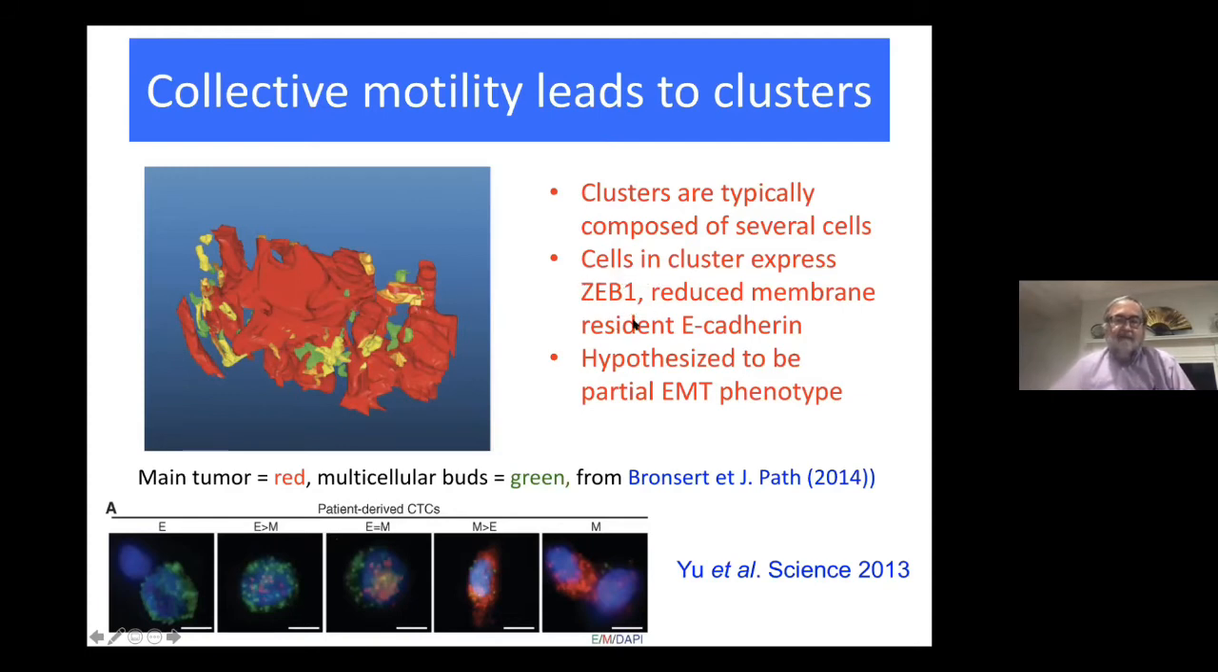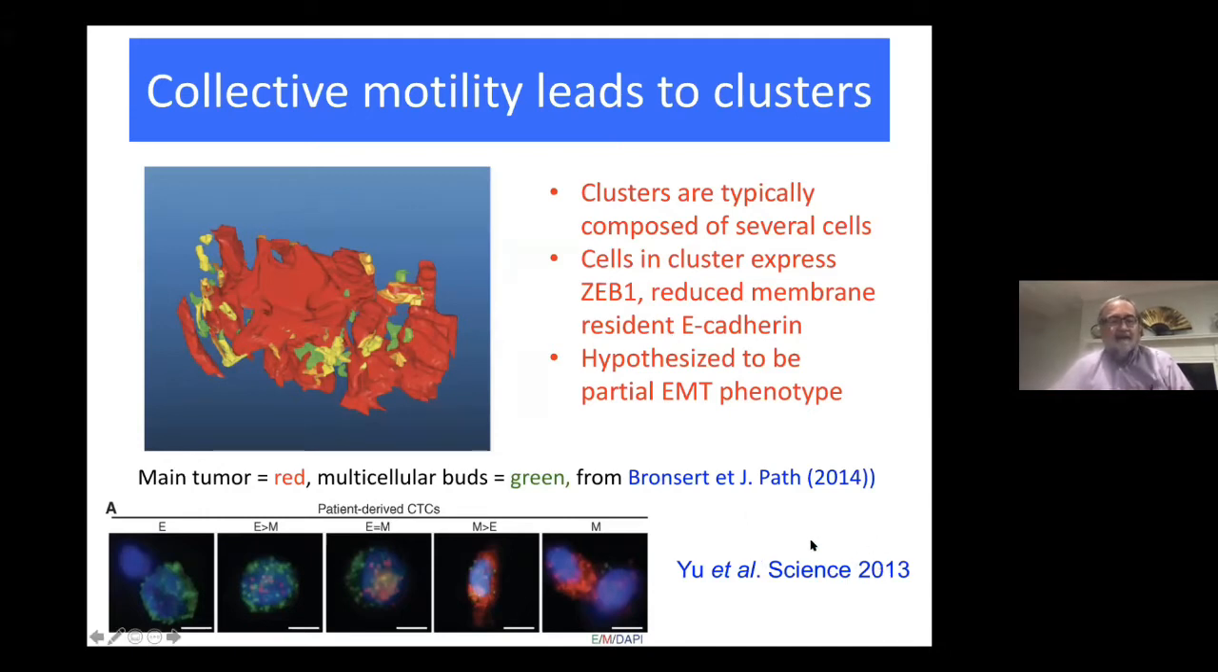And in fact, the individuals who wrote this paper noticed that cells in these clusters express ZEB1, so they look partially mesenchymal, but they also still have E-cadherin, so they look partially epithelial. They hypothesized that this was some type of partial EMT phenotype, and this was done independently a year after we introduced this notion in our circuit model, but it's completely consistent with not only what we expect to see, but also the specific prediction of what the molecular signature would be for these hybrid cells.